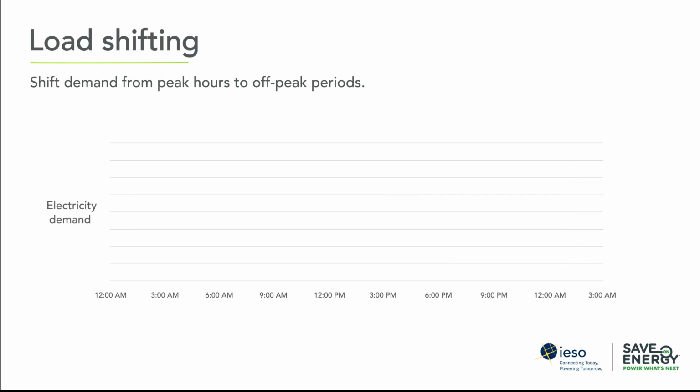Load shifting is another way to reduce energy demand during peak periods by shifting that demand to off-peak periods. This can be achieved by shifting production or operations to off-peak times, pre-cooling facilities to reduce cooling loads during peak times, or using batteries that charge off-peak and then discharge during peak periods.